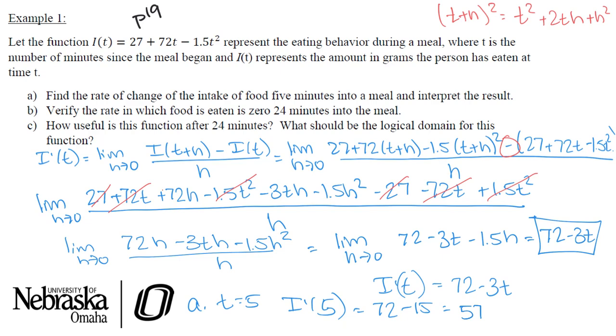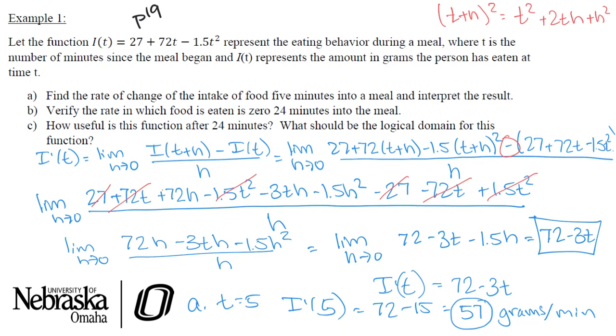Now, if we go back and read the problem, I of t represents the amount in grams the person has eaten at time t. So we want to know the rate of change of the intake of food. Okay, so what does this mean? If the derivative at t equals 5 is 57, this means the rate of change is 57 grams per minute.